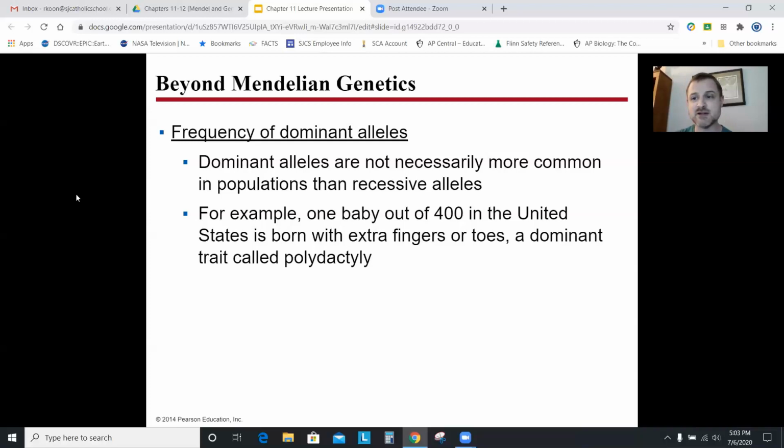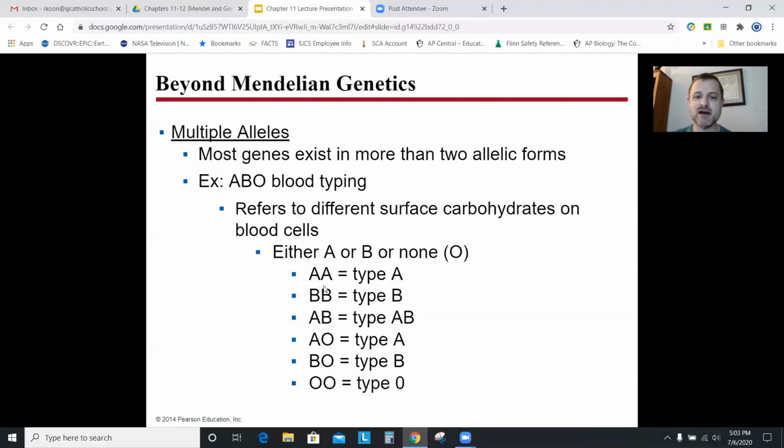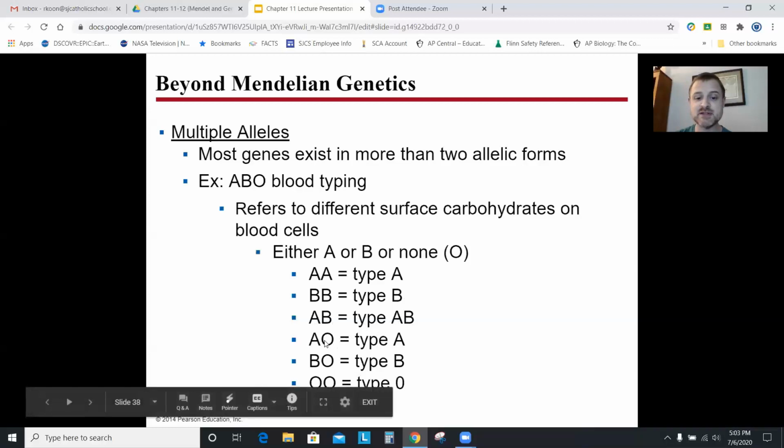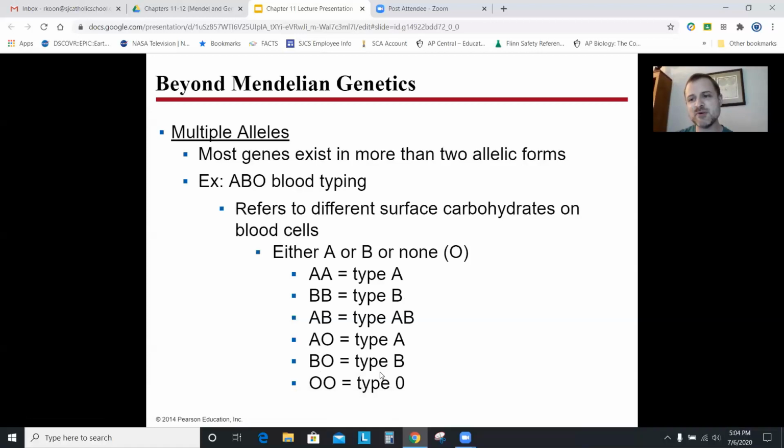Multiple alleles, so this is going through the blood typing group again. If you have the big A, you're type A, big B, you're type B. If you have big A and big B, you're type AB, they're both expressed. If the alleles are for big A, little O, that's type A, big B, little O is type B, or big O is type O. So there's actually three different versions of the gene, and they code for surface carbohydrates on your red blood cells.